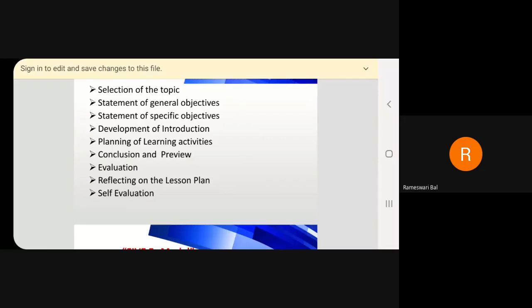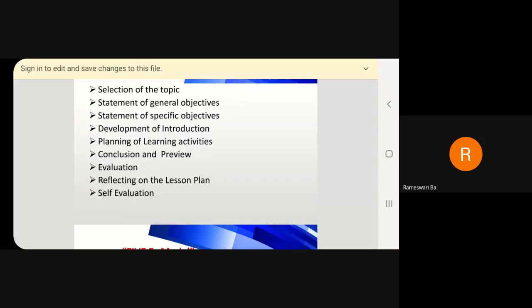The next is reflecting on the lesson plan. What I already told you, we have to reflect after completion of our class: what I have planned, how I have planned, and whether I am able to achieve those things during my presentation in the classroom or not, where I am lagging, what are the things I lack.